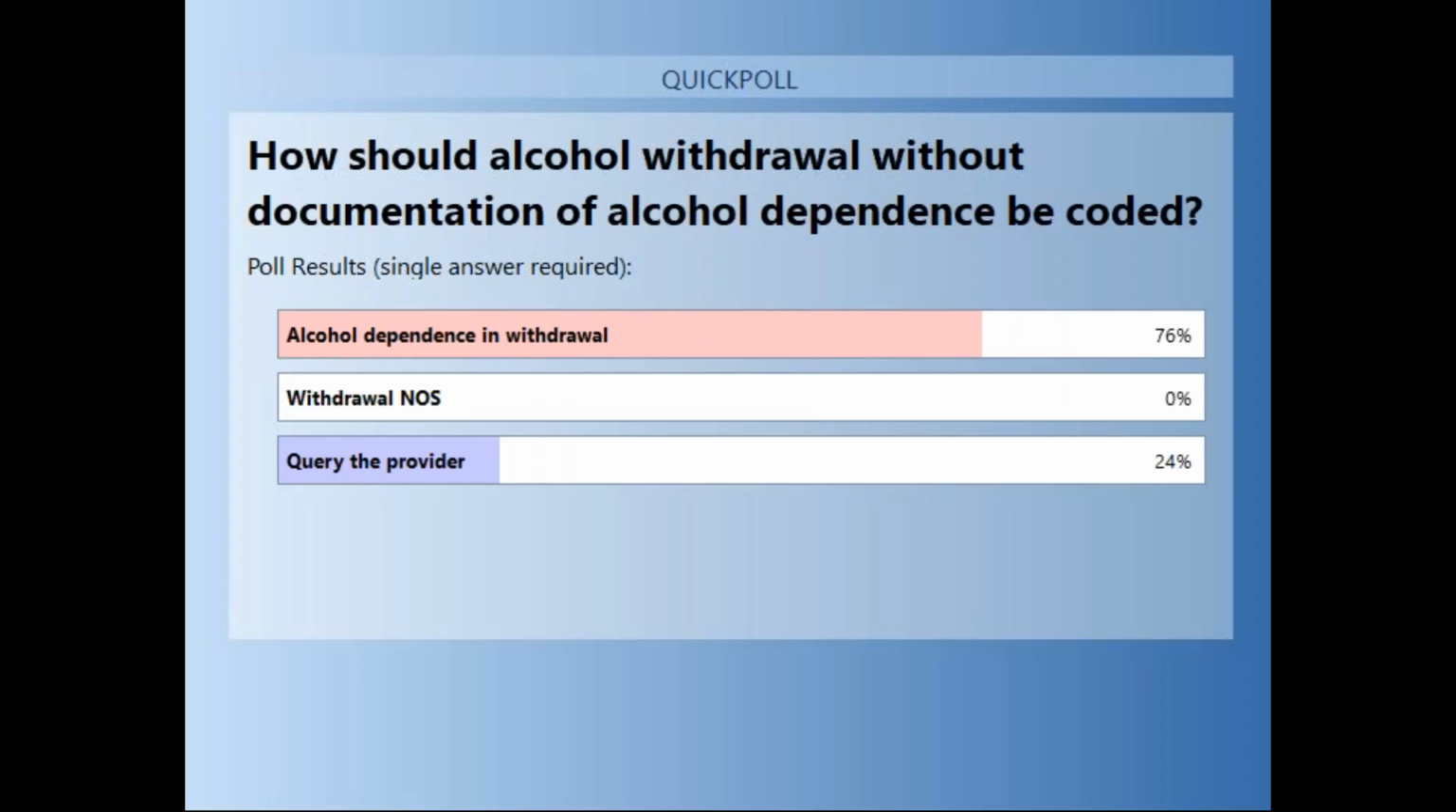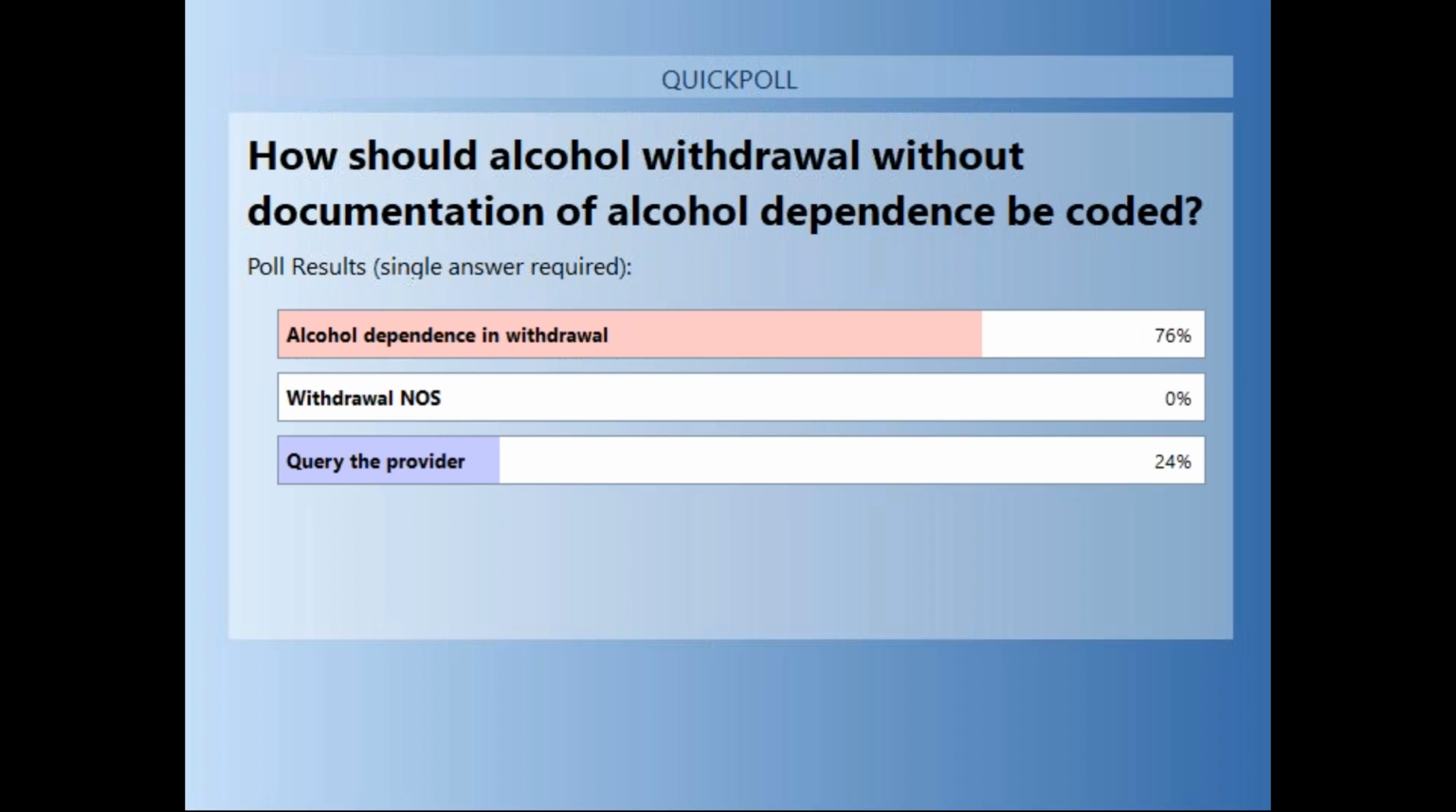Okay, Christy, we've got a few choices. We've got the majority at 76% saying we need to code alcohol dependence and withdrawal. But we do have 24% saying we're going to query the provider. Okay. Well, first of all, I will say that nobody's really wrong on this one because the only true wrong answer on this one is withdrawal NOS. There is no withdrawal NOS code. For those of you who selected the first answer and said alcohol dependence and withdrawal, yeah, I think you can go ahead and go with alcohol dependence and withdrawal based off of the indexing in the code book.